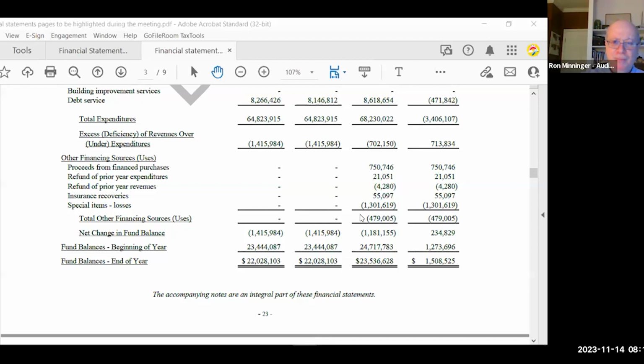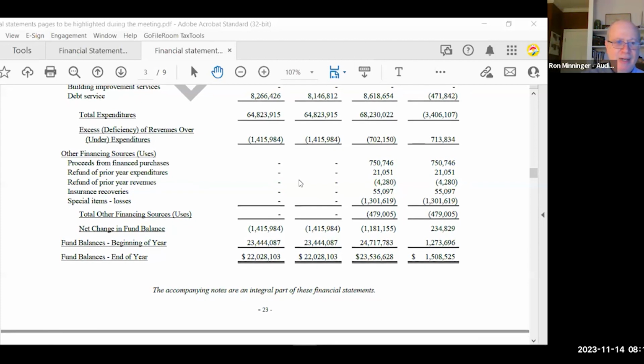And due to some changes, which I'll highlight in just a few minutes, it's been determined that about $1.3 million of those receivables are not collectible. So down at the bottom, you can see the net change in the fund balance has a positive variance of $234,000. So the ending fund balance is higher than budgeted. And this number right here, that's your ending fund balance for the general fund. That's $23.5 million.